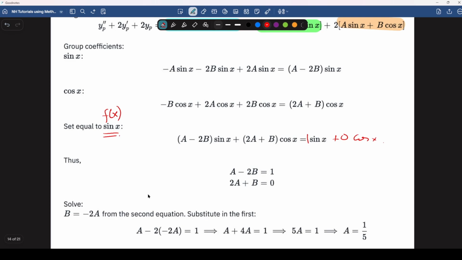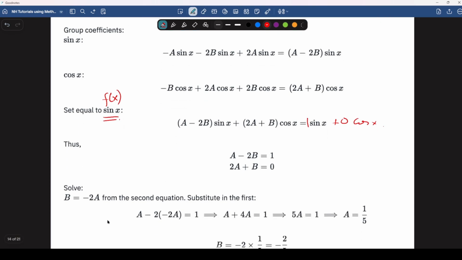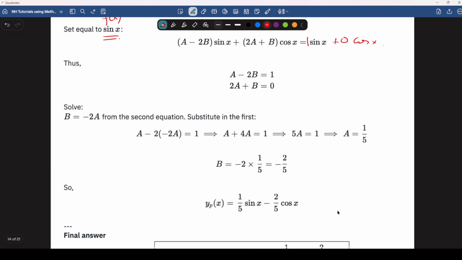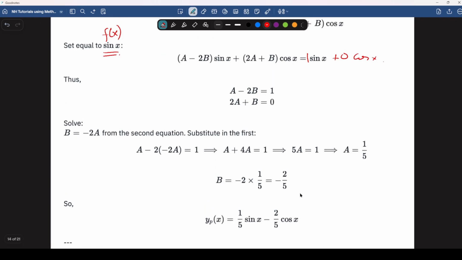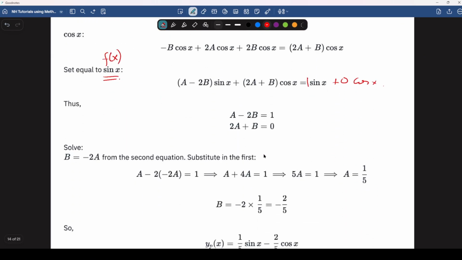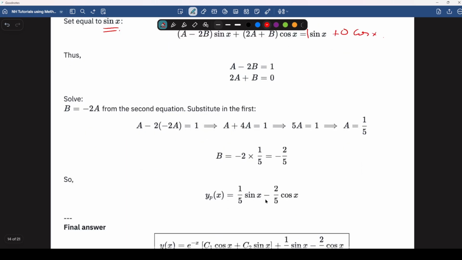From here we get b equals negative 2a, or by doing the substitution in the first equation, we work out that the value of a equals 1 over 5 and the value of b equals negative 2 over 5. So our particular solution yp, a sin x plus b cos x, has a as 1 over 5, and b as negative 2 over 5 cos x.